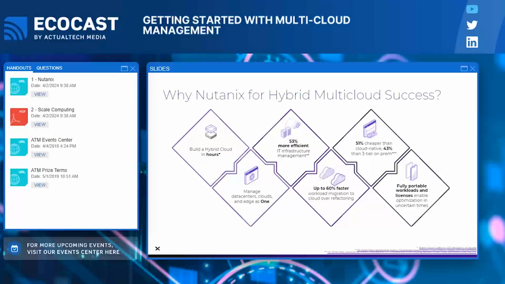As you've seen from these experiences, they were able to build out this hybrid multi-cloud in hours versus days and weeks. And they were able to save a lot of money compared to what many of our customers are using today, a 3-tier approach in terms of managing applications on-premise. By moving to hyperconvergence and then moving into cloud, they were able to save a lot of money, and up to 60% faster from many of our customers in bringing out a new application into the cloud.